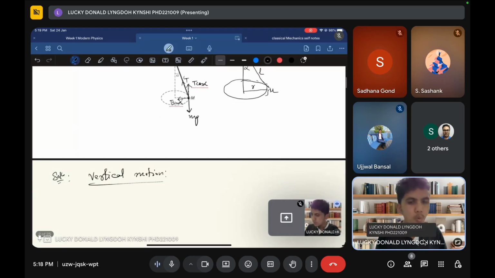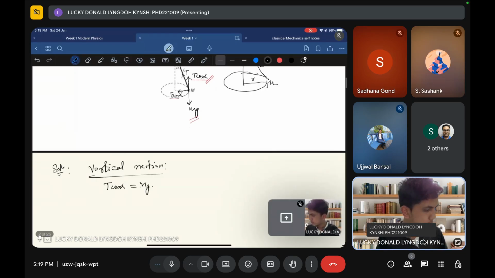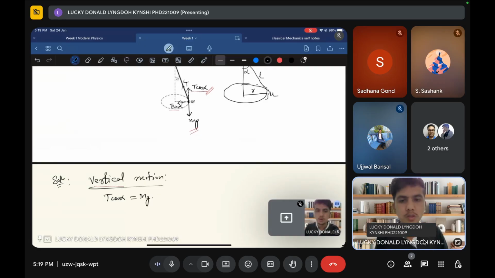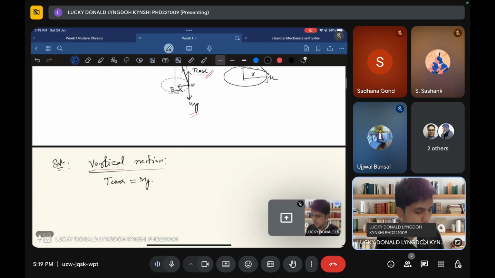Okay, so if you want to be in equilibrium, what will happen? T cos alpha, this term here, should be equal to mg. Sorry, should be equal to mass into the acceleration. That is one equation. So the vertical motion is that T cos alpha, where T is the tension, which is the upward force, should be equal to mg, which is the downward force, for an equilibrium state in the vertical motion. Let me write this as equation 1.